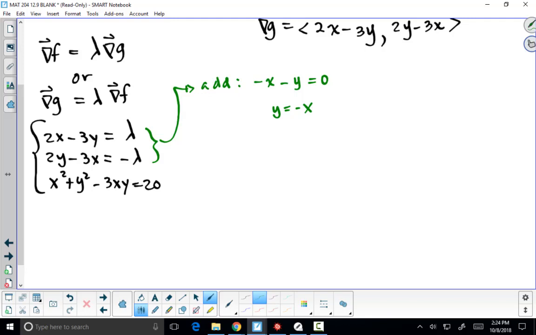And that can then be plugged into the constraint equation, which only has 2 letters in it. There's no lambda in it. So then we're down to 1 letter. 1 letter is good. So we're going to have x squared plus x squared minus 3x times negative x equals 20. So our constraint equation is how we are going to solve for one of the variables. And that gives us, that's so nice, doesn't that give us like x squared equals 4? Yay. That's not too bad. So x is plus or minus 2.